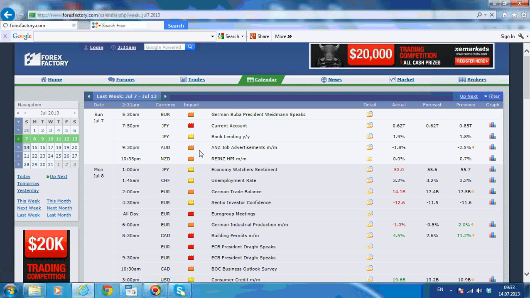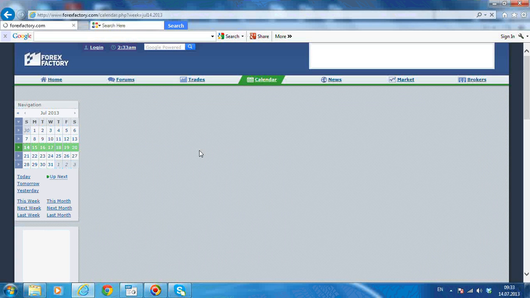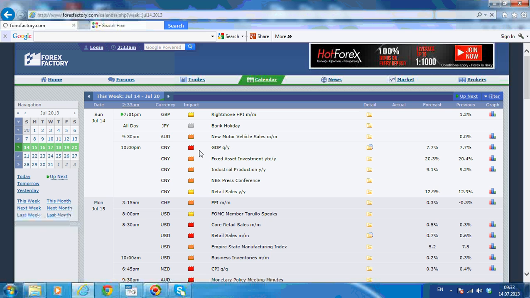Let's go on to week two. As you can see, this is Sunday, and let's try to look at each event for this week. This is Sunday at 7:01 p.m. This is going to be an important news release for the Great Britain pound. The impact is low, expected: the Rightmove HPI. Let's see what the Rightmove is.